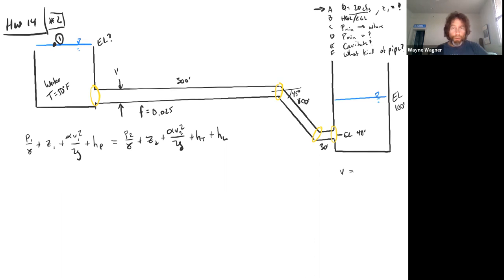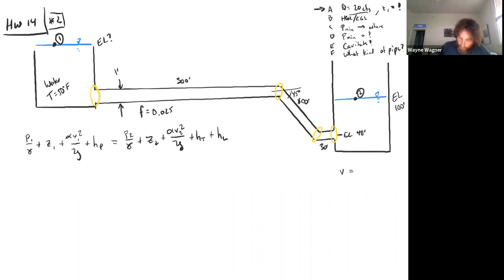But we're not going to worry about those just yet. Okay, so next up, I like to get rid of the easy things. Between 1, well, we have to pick where point 2 is. This is the obvious point because it's the easy spot, right?